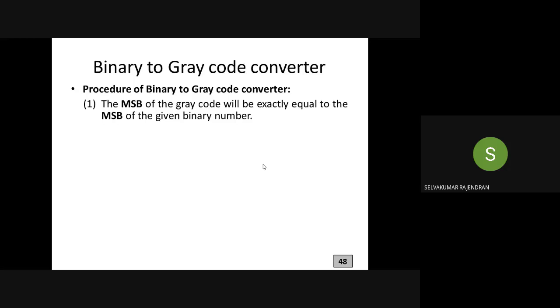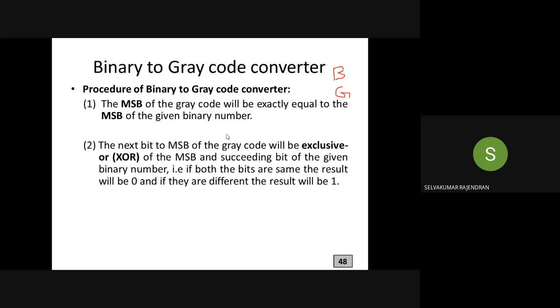Here the input is binary. From that binary value, we are going to find the gray code. The MSB of the gray code will be exactly equal to the MSB of the given binary number. Then the next bit of the gray code will be the exclusive OR of the MSB and the succeeding bit of the given binary number. That is, if both the bits are the same, the result will be 0. Otherwise, the result will be 1. That is the XOR operation.